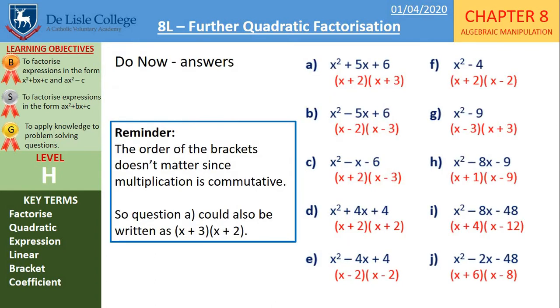Okay, let's check the answers. Just a reminder that the order of the brackets doesn't matter since multiplication is commutative. So question A could be written as x plus 3, x plus 2 instead. Pause the video while you mark your answers.